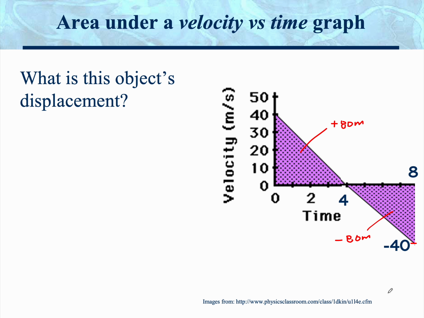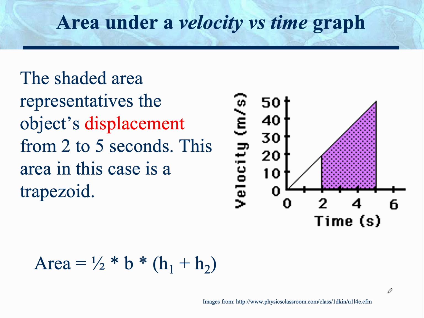And we never talk about negative areas in math, but in physics, it actually makes sense. What's the net displacement of this object? The answer is 0. You gained 80 meters, but then you lost 80 meters. You ended up back where you started, wherever that is.